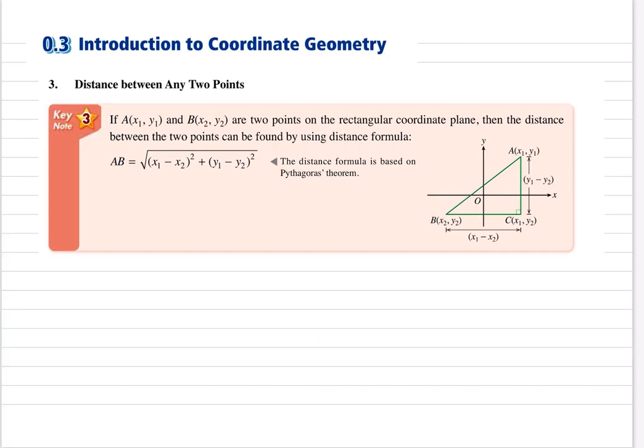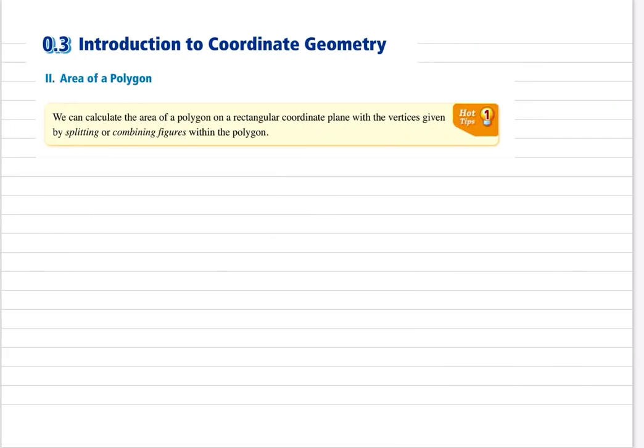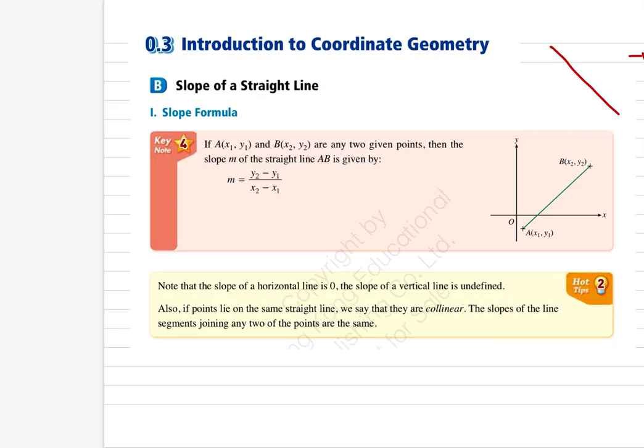And if there are 2 points with different x and y coordinates, like this, the points A and B, and we want to find the distance between these 2 points, that means the length of this line, then we need to use the Pythagoras theorem. That means we want to find the distance of B and C and A and C, so that we can use the Pythagoras theorem to find the length of AB. And sometimes we need to find the area of a polygon. That means we try to find the length of each side of the polygon and then use the formula for polygon to find the area.